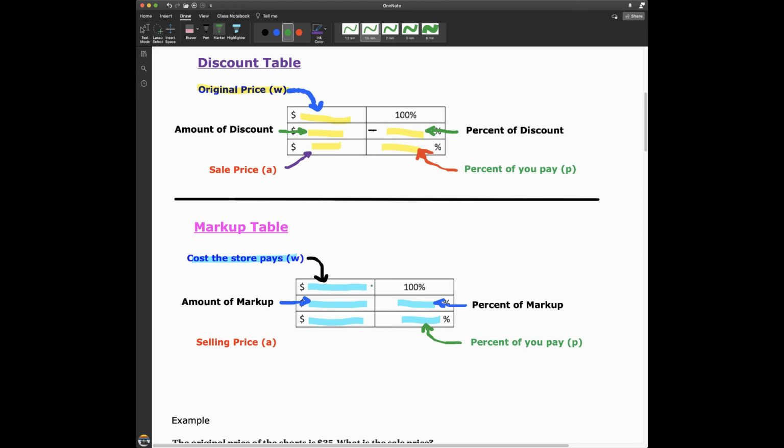So if I want to buy, I don't know, Cheerios at the store, General Mills is the company, and Safeway buys Cheerios from General Mills at a certain cost, and then they have to mark it up so that they can make some money. So the percent that I pay, say they mark it up 5%, then I would pay 105% of the cost that the store paid. And then you have the selling price, which goes here.